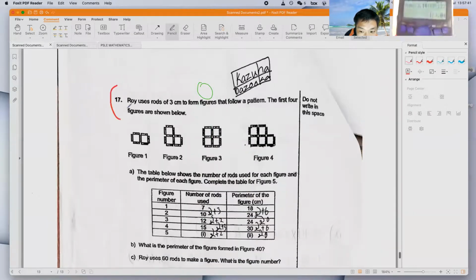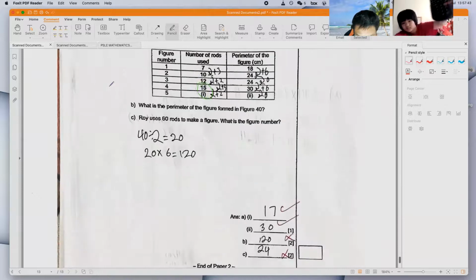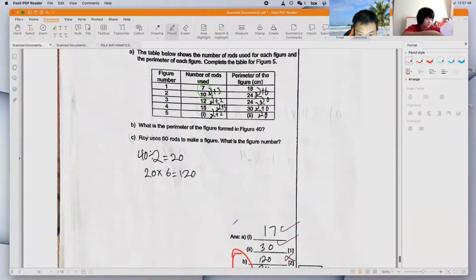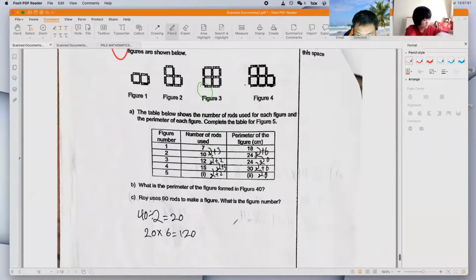Actually, I'm looking at 17 already. I don't know why you get 17. This part is wrong, like the B and C.